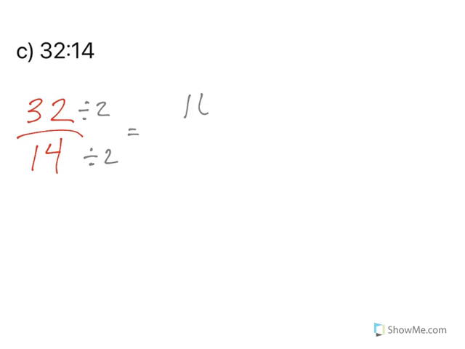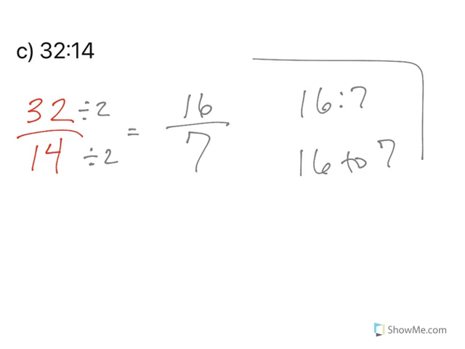32 divided by 2 is 16. 14 divided by 2 in this case is 7. That's it. So I would have 16 colon 7 or 16 to 7. All three of these are correct.